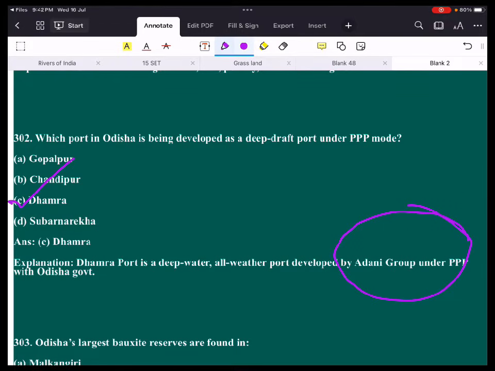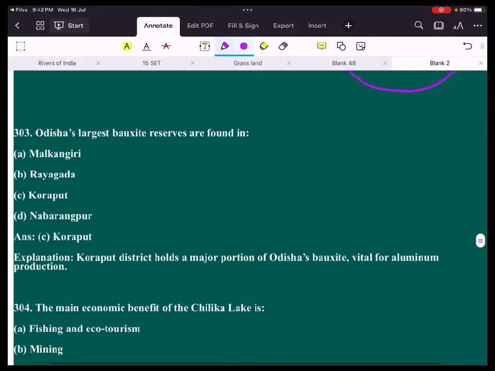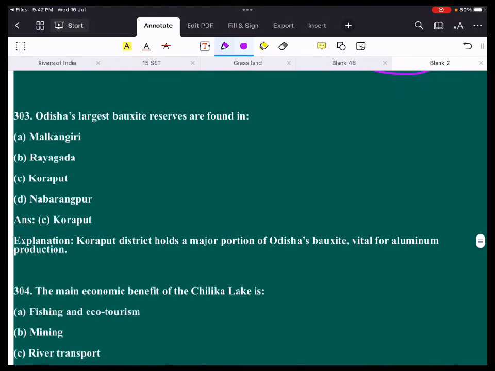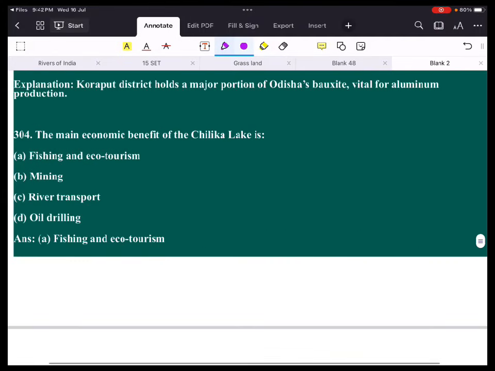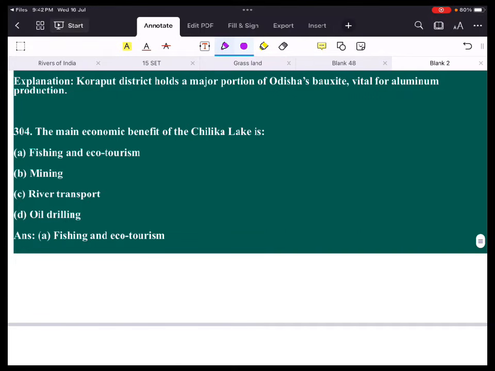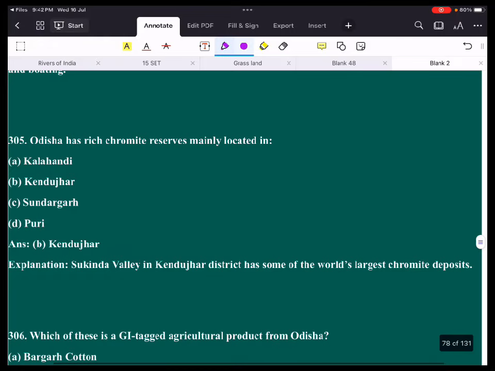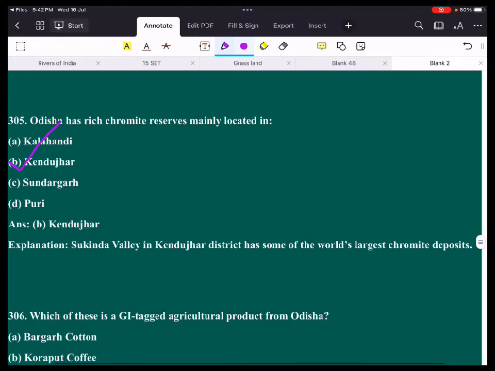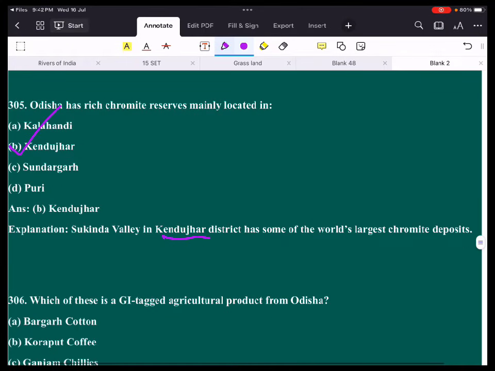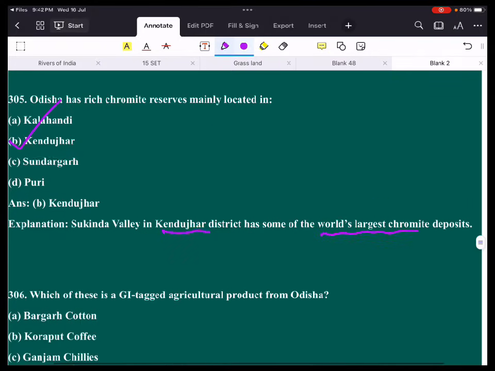PPP is public-private partnership. Odisha's largest bauxite reserves are found in option C, Koraput. The main economic benefit of Chilika Lake, that is fishing and ecotourism, option A. Odisha has rich chromite reserves mainly located in Keonjhar, option B. Sukinda Valley in Kendujhar district has some of the world's largest chromite deposits.